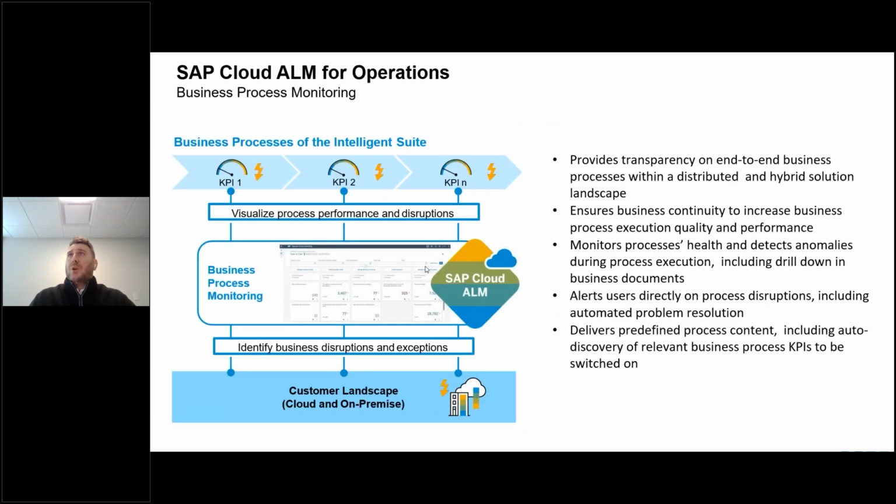And from a business process monitoring perspective, it aims to provide transparency by an end-to-end business process, and also based on predefined indicators. It monitors the health and detects the anomalies during your process execution, and also enables both your business and IT. It also provides transparency on the technical issues and on the jobs to highlight which ones are failing or you need to further examine.